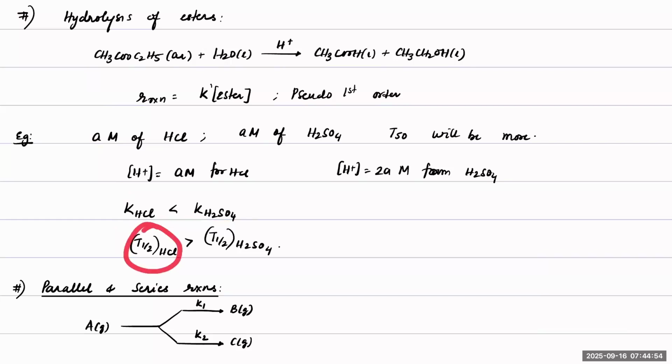Which means what happens to the t half? So t half of HCl should be greater than t half of H2SO4. Clear on that?